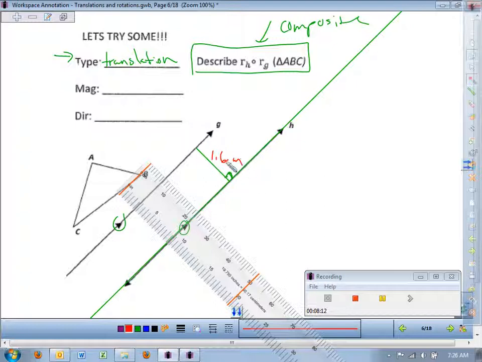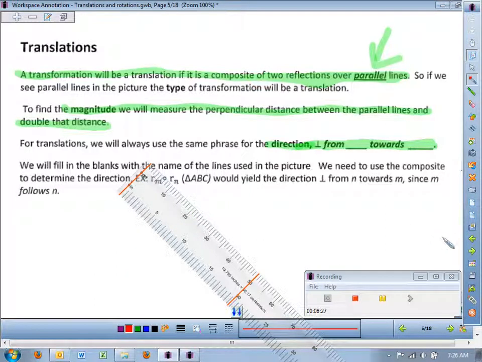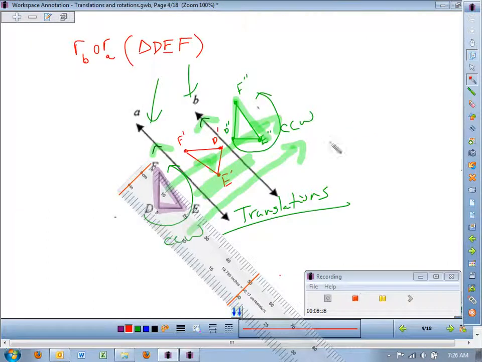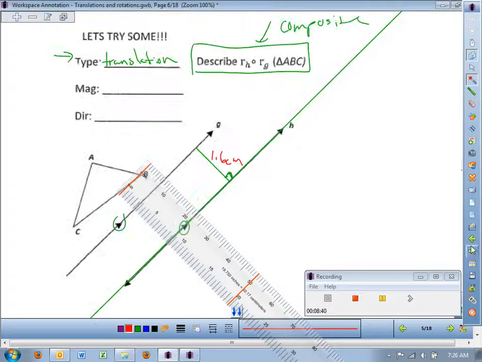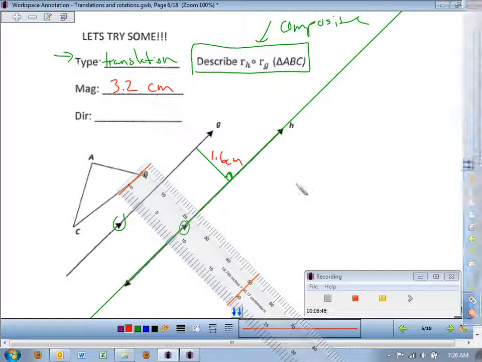To remind us what we're doing again, we're trying to fill out the magnitude. And how do you find the magnitude again? We measure the perpendicular distance between the parallel lines. We just did that, 1.6, and double that distance. We're going to double that distance. 1.6 doubled is 3.2 centimeters. Don't forget the label of centimeters. If you just put 3.2, I'm going to mark it wrong.